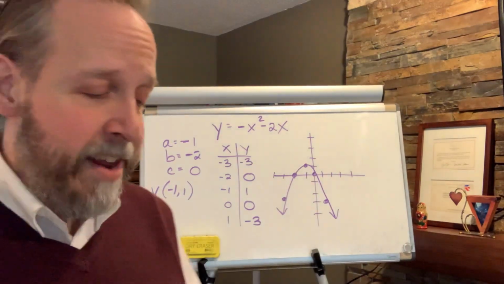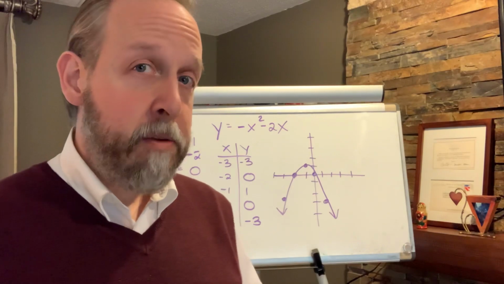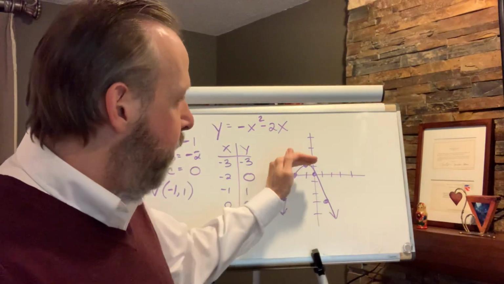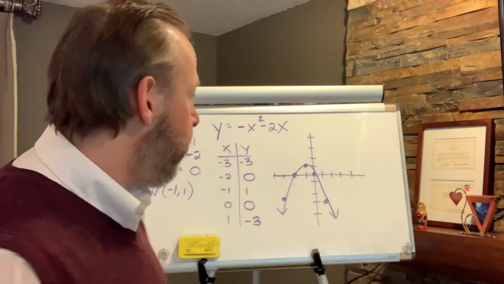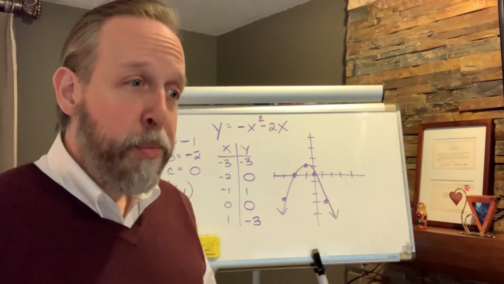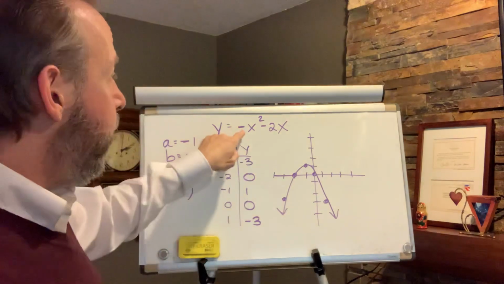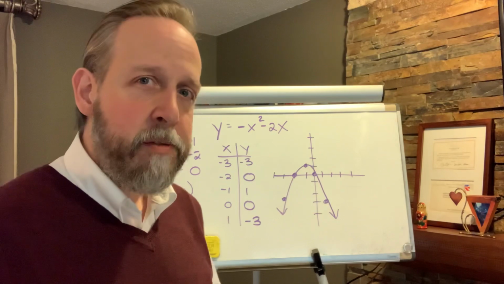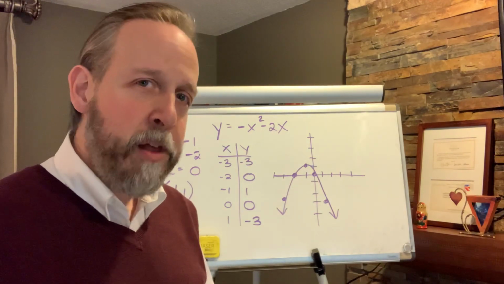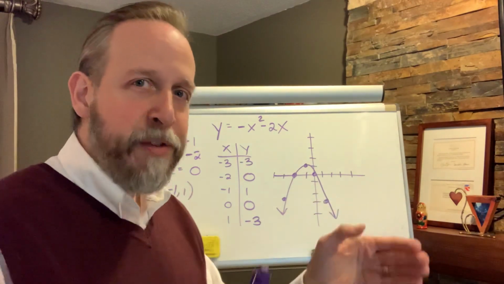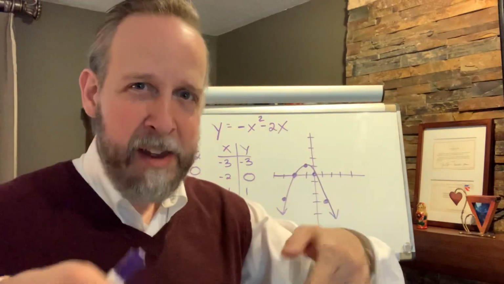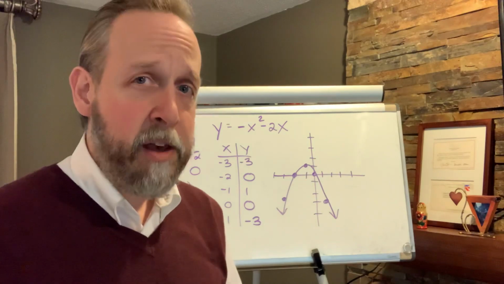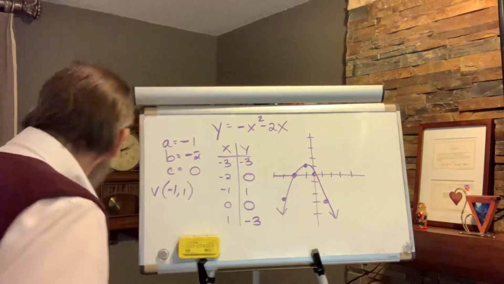This one opened down, which means the vertex is the maximum. It increases to the vertex and then it turns around and it decreases away from the vertex. Why was it opening down? Because the leading coefficient was negative. The a value was negative, which makes the parabola, we say, reflect over the x-axis, turns upside down. So instead of opening up, it opens down because the a value was negative. Okay.